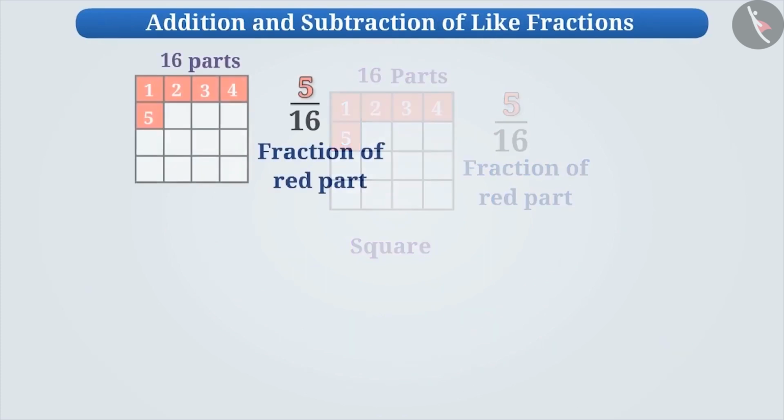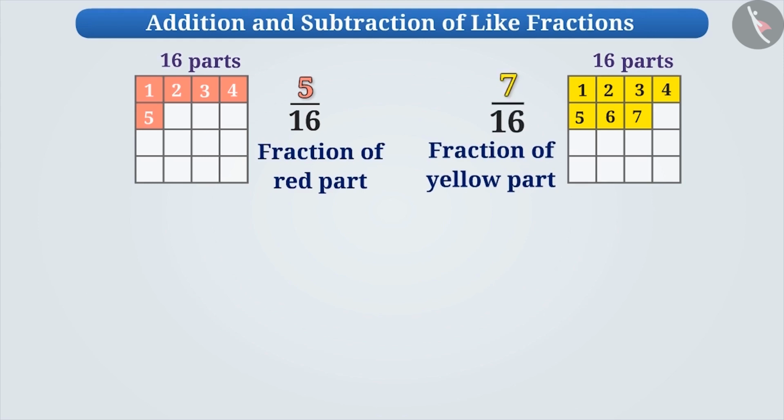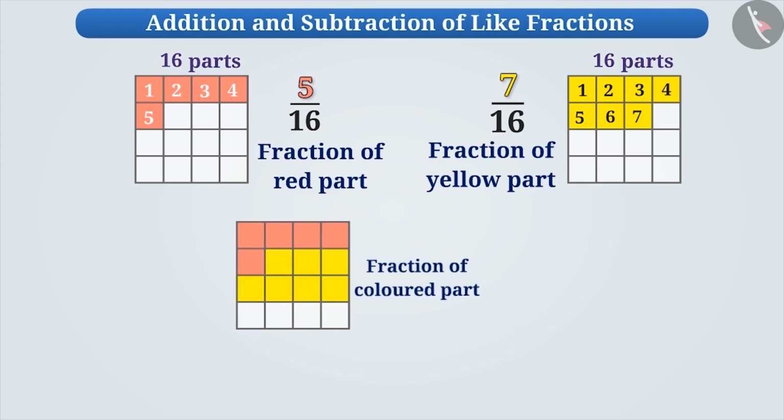is 5/16. Similarly, out of 16 parts, if we fill yellow color in 7 parts, then the fraction of yellow part in the whole square is 7/16. Now can you tell me the fraction of the colored part in the whole square? Since the size of all parts is equal, we can find the number of colored parts by adding the red colored parts and yellow colored parts.